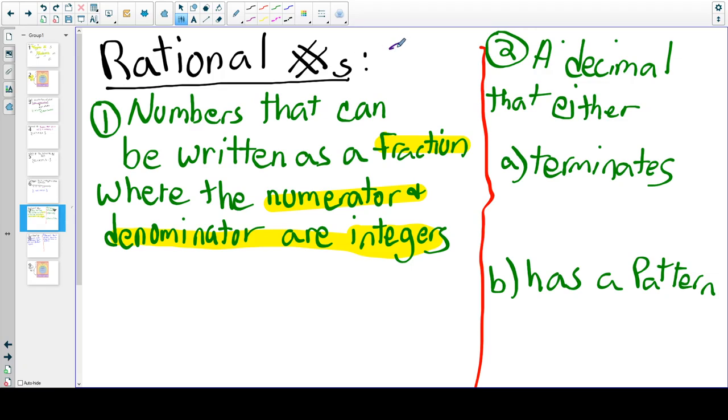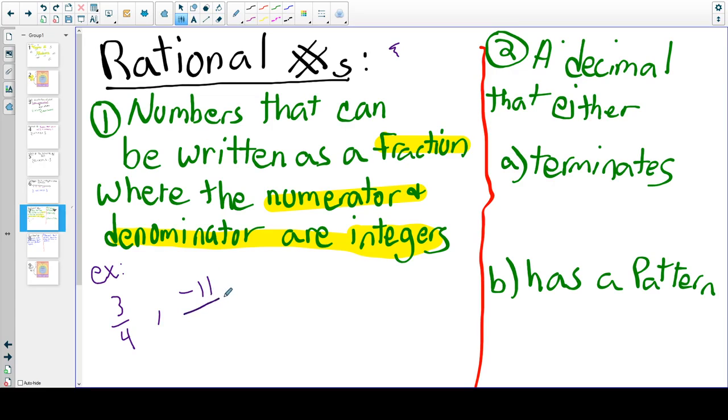Let's pick this purple color. Okay, so, example. 3 divided by 4. Is it a fraction? Yes. Remember, the numerator is the top number and the denominator is the bottom number. Are the numerator and denominator integers? Meaning, are they either positive or negative whole numbers? Yes. 3 is a positive whole number, and 4 is a positive whole number. So this is rational.